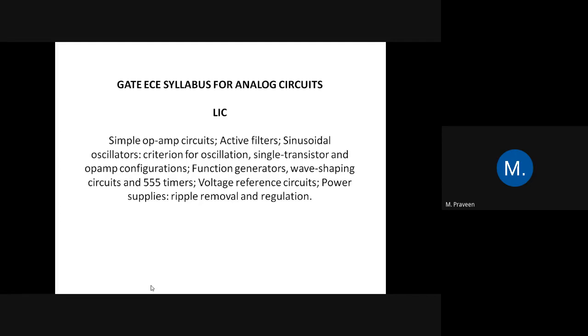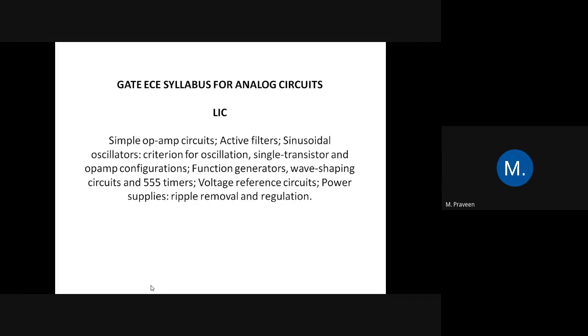Then the next one is wave shaping circuits, which are applications of the op-amp, such as the Schmitt trigger. And the 555 timer: by using the 555 timer, we can design monostable and astable multivibrators. Then the next one is voltage reference circuits, which is called a voltage regulator. Then power supply, that is, regulated power supply, ripple removal and regulation. Almost all the topics are very important for LIC.